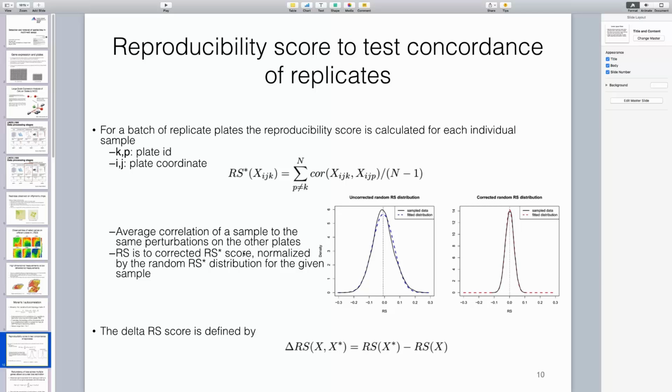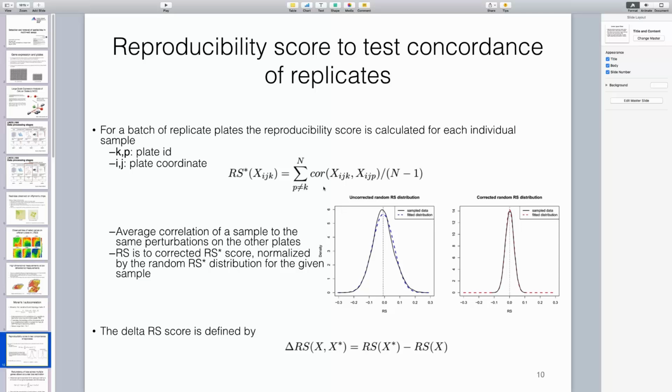So we can compute a random distribution of reproducibility scores for every sample across the batches. We can do this by sampling random sets of samples and computing the reproducibility score, so we can build this distribution for every sample. In the distribution here, we get something that goes from about minus 0.3 to 0.3. Then if we had a really good reproducibility for a sample, we would expect something that has a correlation higher than 0.2.